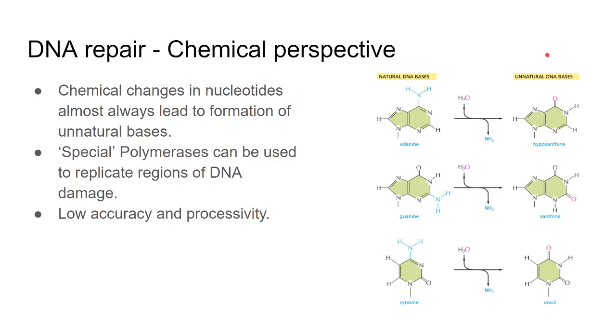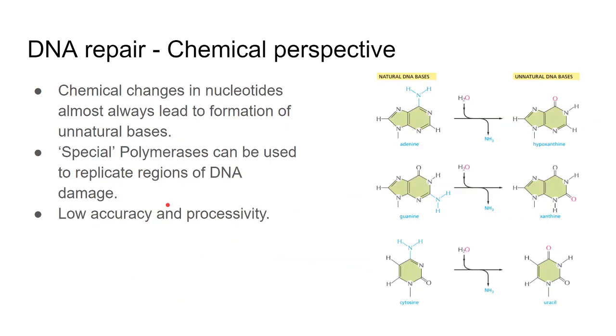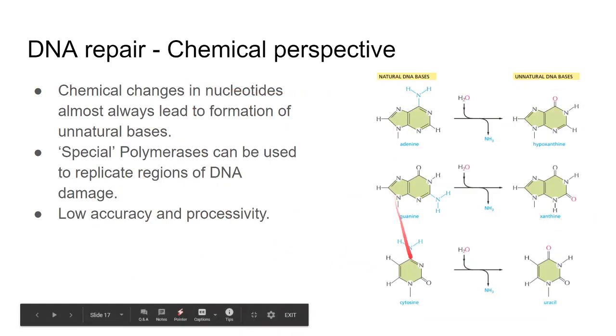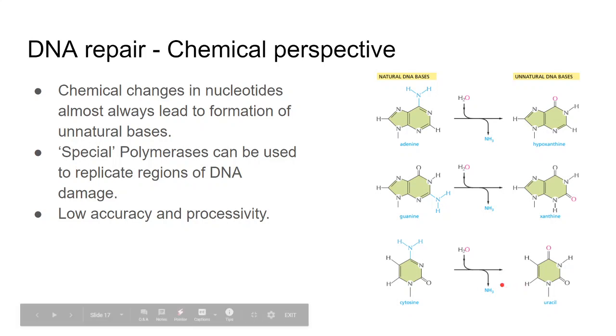Deamination is just one example. There can be other chemical changes occurring. You can have hydrolysis, deprotonation, which removes your base entirely. You can have methylation, which was here. Methylation here, which is unnatural. Anyway, this one only talks about deamination. So it leads to formation of unnatural bases, and these unnatural bases can then be excised out.